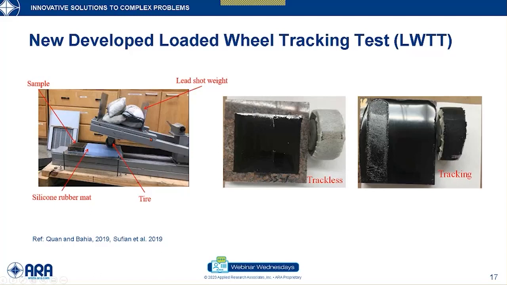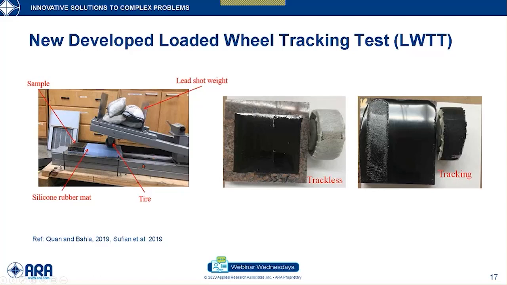So what I did, you can see, this is a stone tile here. I apply some amount of emulsion with a variable shim applicator, and I put it in the machine. You can see some lead shot weight. You can control the pressure of this tire using these different types of weight. There's a rubber tire, and a silicone rubber mat is used to minimize the mess due to the test. And after this setup, I ran this LWT for 10 times, or 10 rotations.